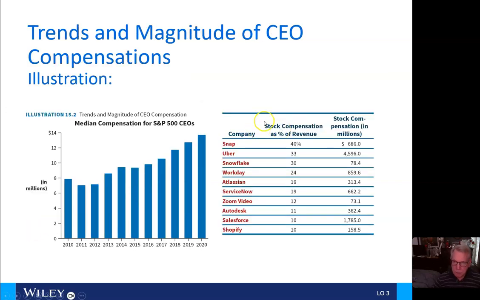So if we look at a little bit at the trends and magnitudes of CEO compensation, you can see here by this diagram that compensation for the company based on stock compensation is fairly significant for these major companies here. And millions and millions of dollars of stock compensation are being paid out.